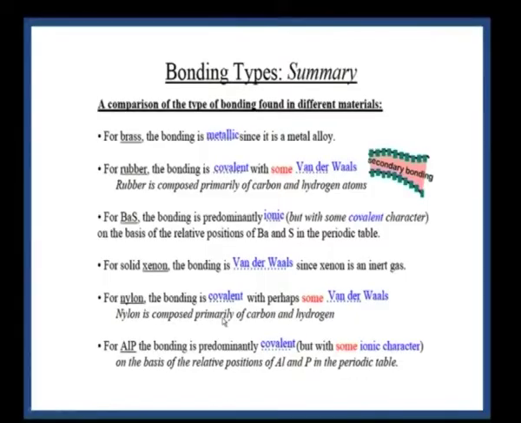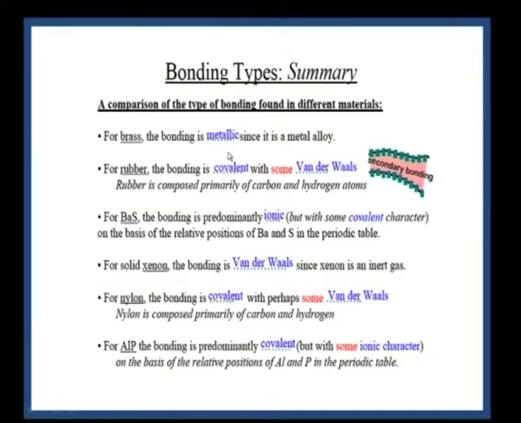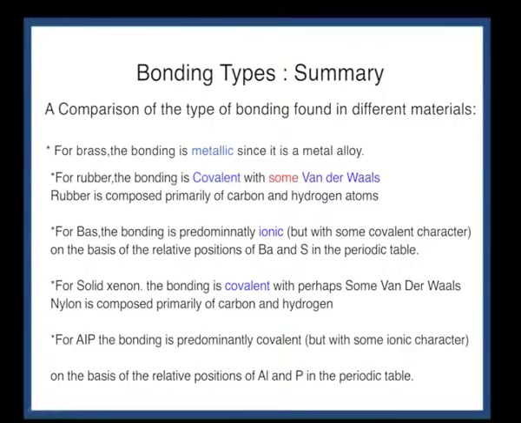Now, this gives a beautiful summary of different kinds of systems, and how the bonding nature differs from one system to another. Let us take the case of brass. What is brass? Brass is an alloy, right? It is a metallic system, primarily an alloy, and the bonding is obviously metallic. Where do you find metallic bonding? All metals will have metallic bonding, right? So, it is metallic, since it is a metal alloy. For brass, the bonding is metallic.